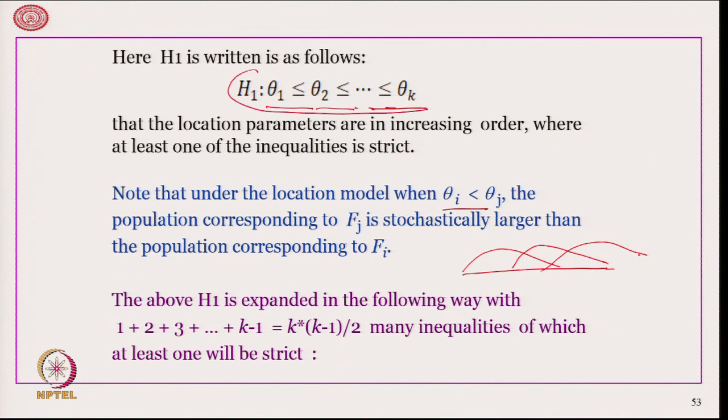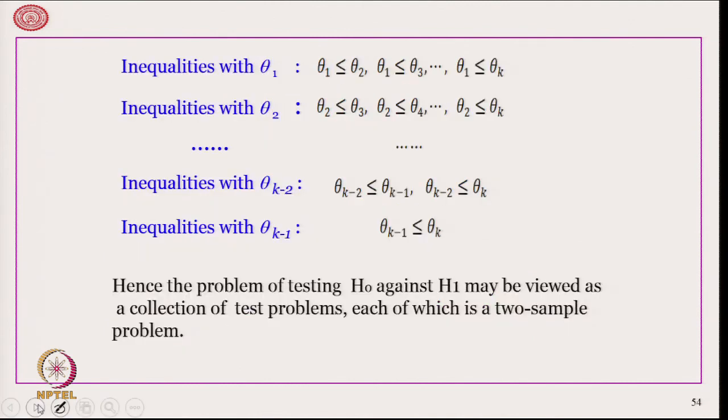This alternative, now actually what we do, we divide it into k into k minus 1 by 2 many inequalities of two populations. We were doing it in the following way. We were looking at theta 1 less than or equal to theta 2, theta 1 less than or equal to theta 3, up to theta 1 less than or equal to theta k. So, these are the inequalities corresponding to theta 1.